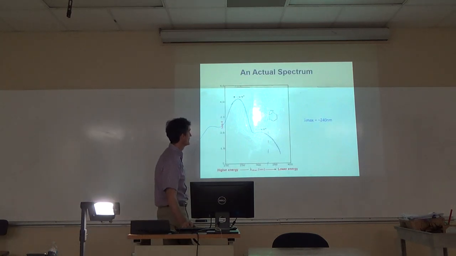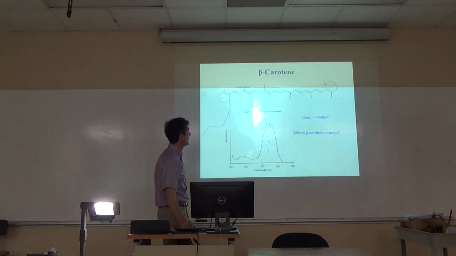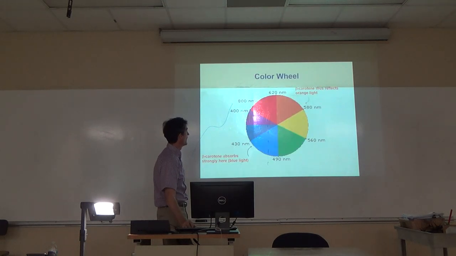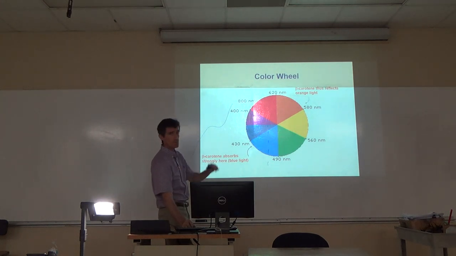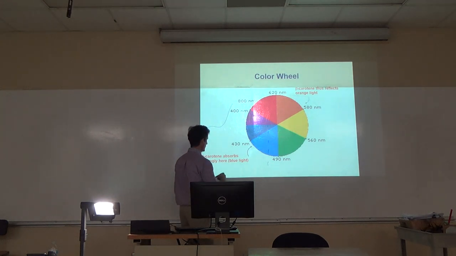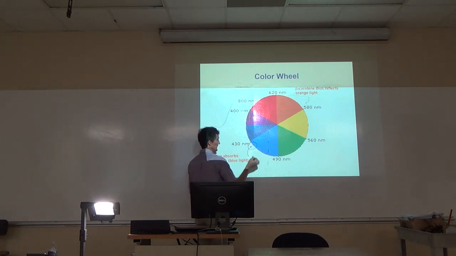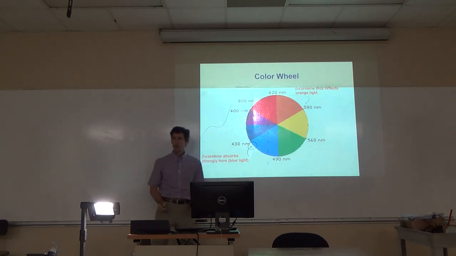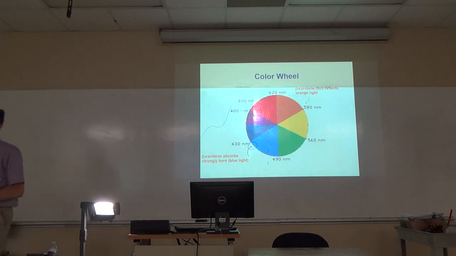Because it's in carrots. Well, let's look in here. I'll move ahead a couple. Why is it orange? You can tell that from the color wheel. The maximum absorbance is about 440 here, which, by the way, is what color? 440 is actually about blue. That's the higher energy end of visible, which is violet blue. If you absorb blue, what color will you be? Orange, because orange is what you reflect.